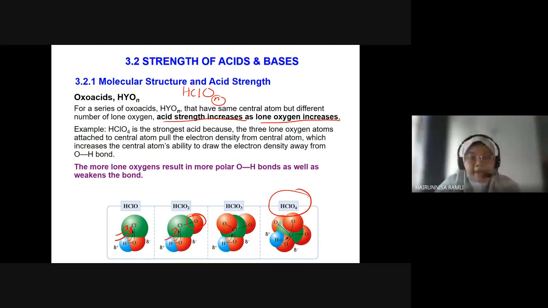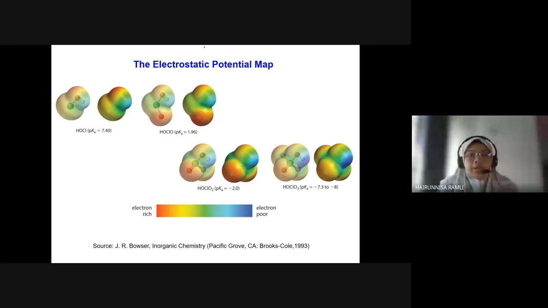Okay, so kat sini lepas tu dia kata HClO4 is the strongest acid because the 3 lone oxygen atoms attached to central atom pull the electron density from central atom. Sebab oksigen ada 4, dia tarik semua pergi ke central atom. So, means that dia akan kurang lah negatif dekat OH bond tu. So ini kalau kita ikut ni dia punya polarity lah. Kalau look at this color, the electron rich dia more towards yellow and orange color kan. Kalau electron poor dia biru. So kalau you tengok HClO3 lagi banyak oksigen, of course lah lagi banyak electron rich tu dari segi color dia lah.